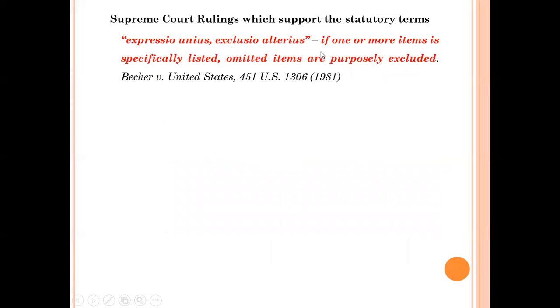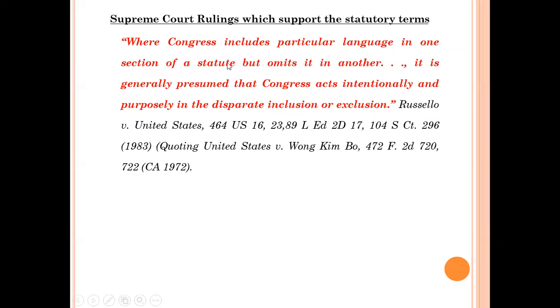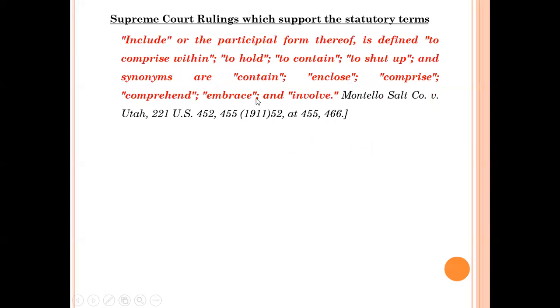Expressio unius exclusio alterius: if one or more items is specifically listed, omitted items are purposely excluded. Boom. Under ejusdem generis, a canon of statutory construction, where general words follow the enumeration of particular classes of things, which was shown to you regarding the term state, the general words will be construed as applying only to things of the same general class as those enumerated. Boom. Where Congress includes particular language in one section of a statute but omits it in another, it is generally presumed that Congress acts intentionally and purposely in the disparate inclusion or exclusion. Boom. Include, or the participial form thereof, is defined to comprise within, to hold, to contain, to shut up, and synonyms are contain, enclose, comprise, comprehend, embrace, and involve.